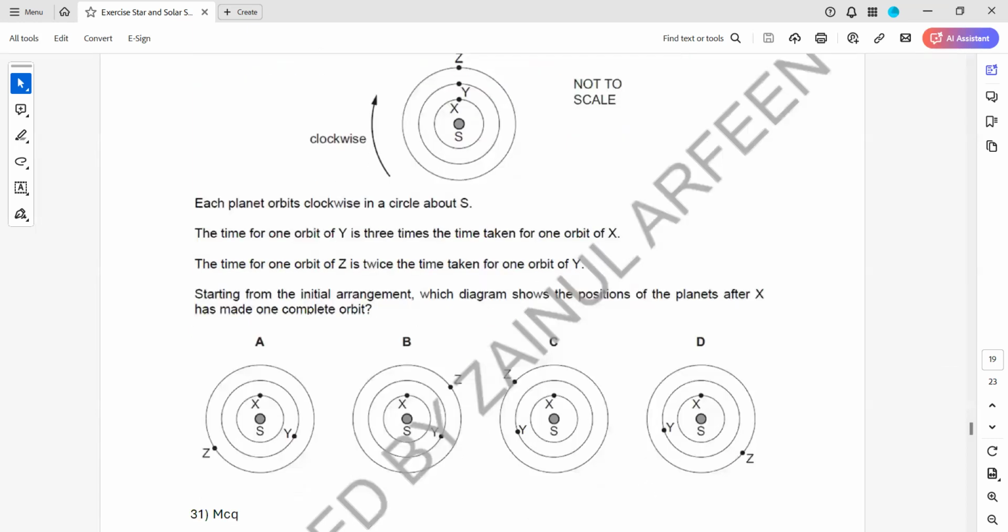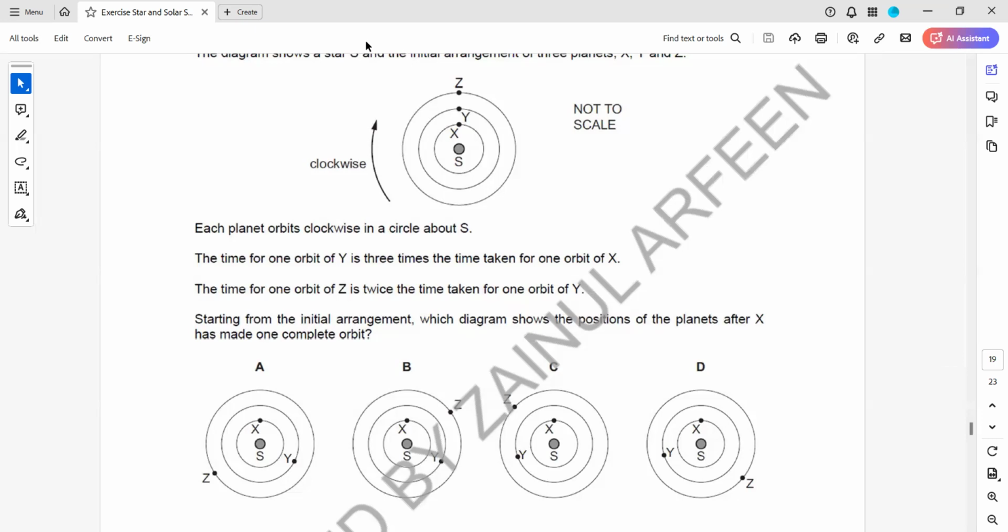X has completed its one revolution. So if X completed its one revolution, X will be on the same position. And they said the time of one orbit of Y is 3 times the orbit of X. So the time for Y is 3 times that for X. That is what is written: the time for one orbit of Y is 3 times the time taken for X.